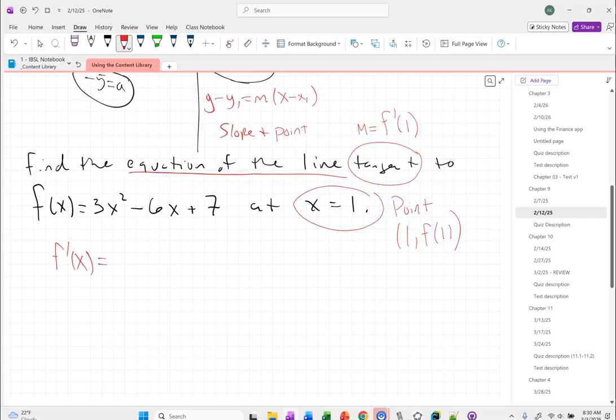What's the derivative of this function? 6x minus 6. Done. Very good. So the slope is 0. Okay?